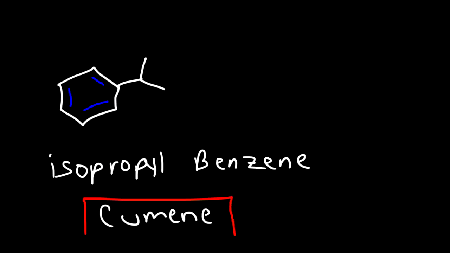Now what about this one? How can we name this molecule? So here we have an isopropyl group. And so we can call this isopropylbenzene. It also has another name. The common name is cumene. So if you see cumene, not cumin, but cumene, it's isopropylbenzene. Now let's move on to our next example.